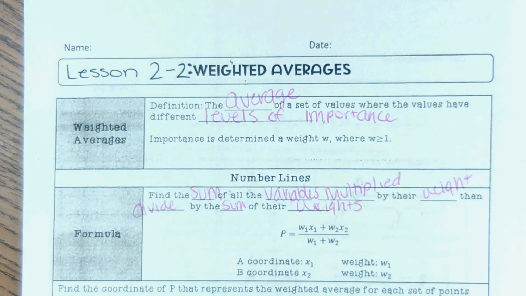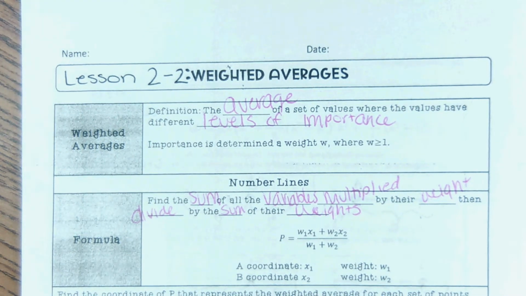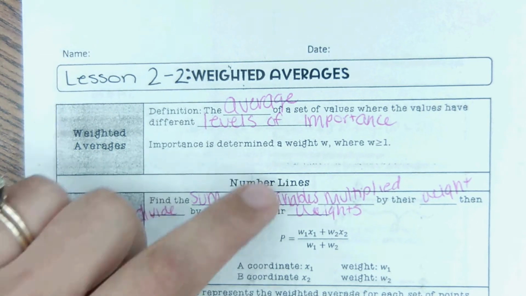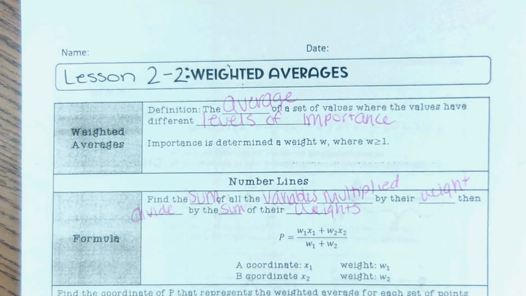This is a new lesson actually to geometry. So remember when they changed the standards 2 years ago? This is something that was added into the standards, and it's new to the curriculum. What it means, here's the definition: the average of the set of values where the values have different levels of importance. That may only mean so much, so let me draw you a picture.